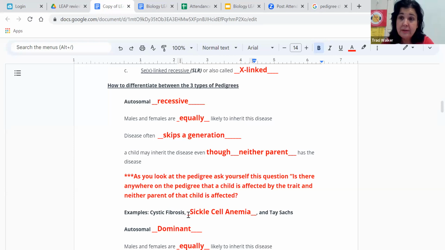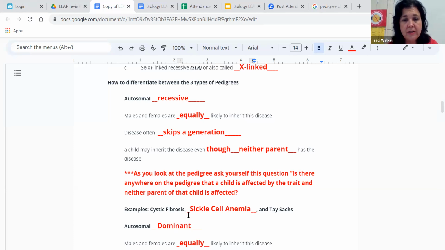So you can pass that gene on to your children. Okay, so that's why it's important to figure out who the carriers of these autosomal recessive genes are that cause diseases. And that's what we use pedigrees for.